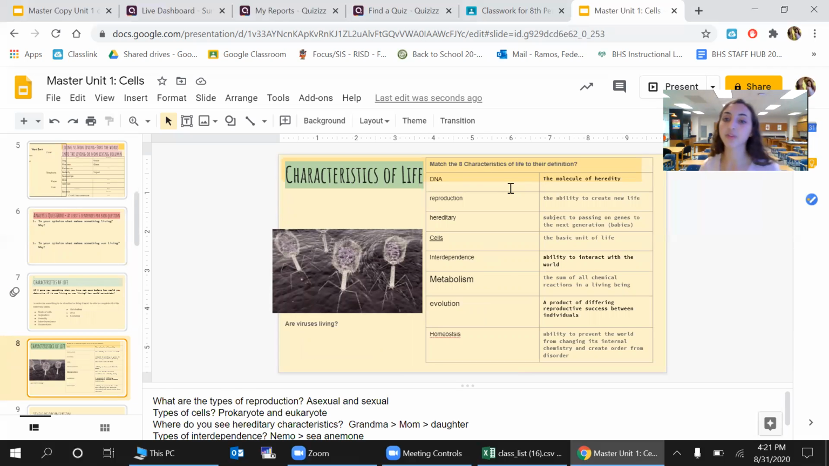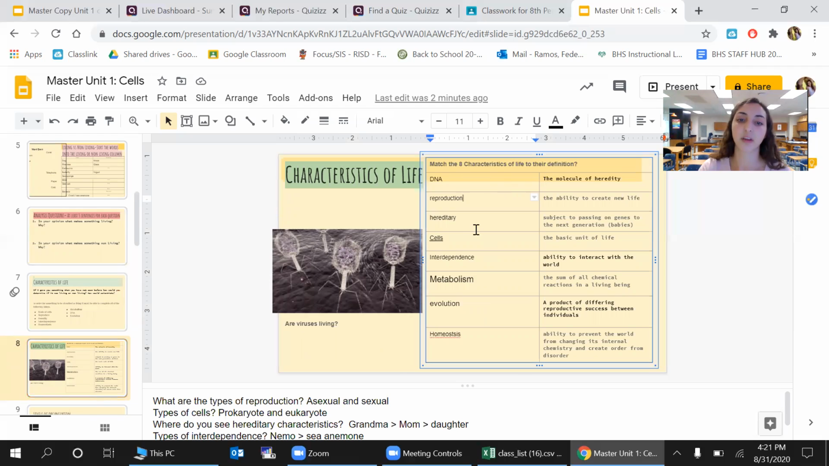We have DNA, which is the molecule of heredity. It is our blueprint. It is genetics. And we have reproduction, which is creating new life. Hereditary is passing on the DNA or the genes to the next generation. It's the reason grandpa has black hair and why dad has black hair and why son may have black hair. It has to do with hereditary.